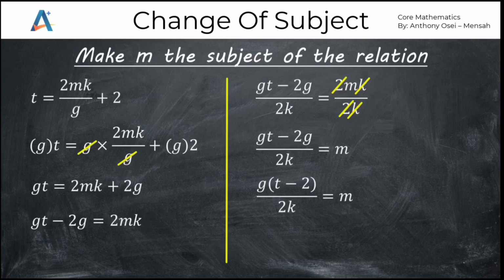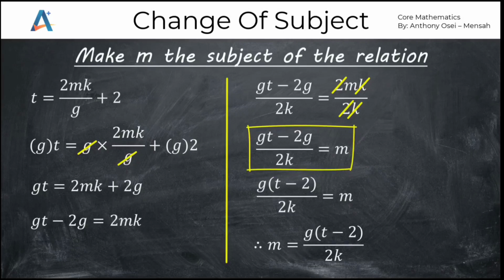So finally we can conclude that m is equal to j into bracket t minus 2, all over 2k. So this can be our final answer. I have to clarify something here: even if you get here, you can separate the numerator from the denominator and cancel out, because the 2 here can also cancel. If you want to do it that way, that will also be perfect.